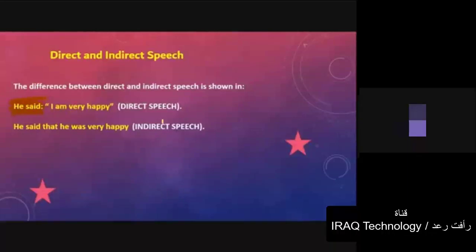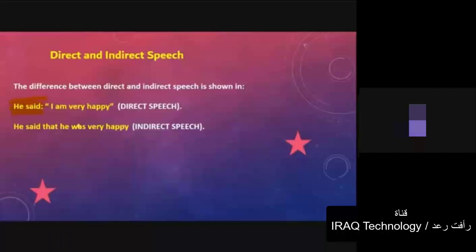I'm very happy. Direct speech. When I say I'm very happy, it is direct speech, meaning I want to speak directly. But when it becomes indirect speech, we need someone to report the message. He said that he was very happy. Notice here the I changed to he, and the am changed to was. Every tense in the direct speech is transformed into past. Every tense we have in direct speech changes to the past.